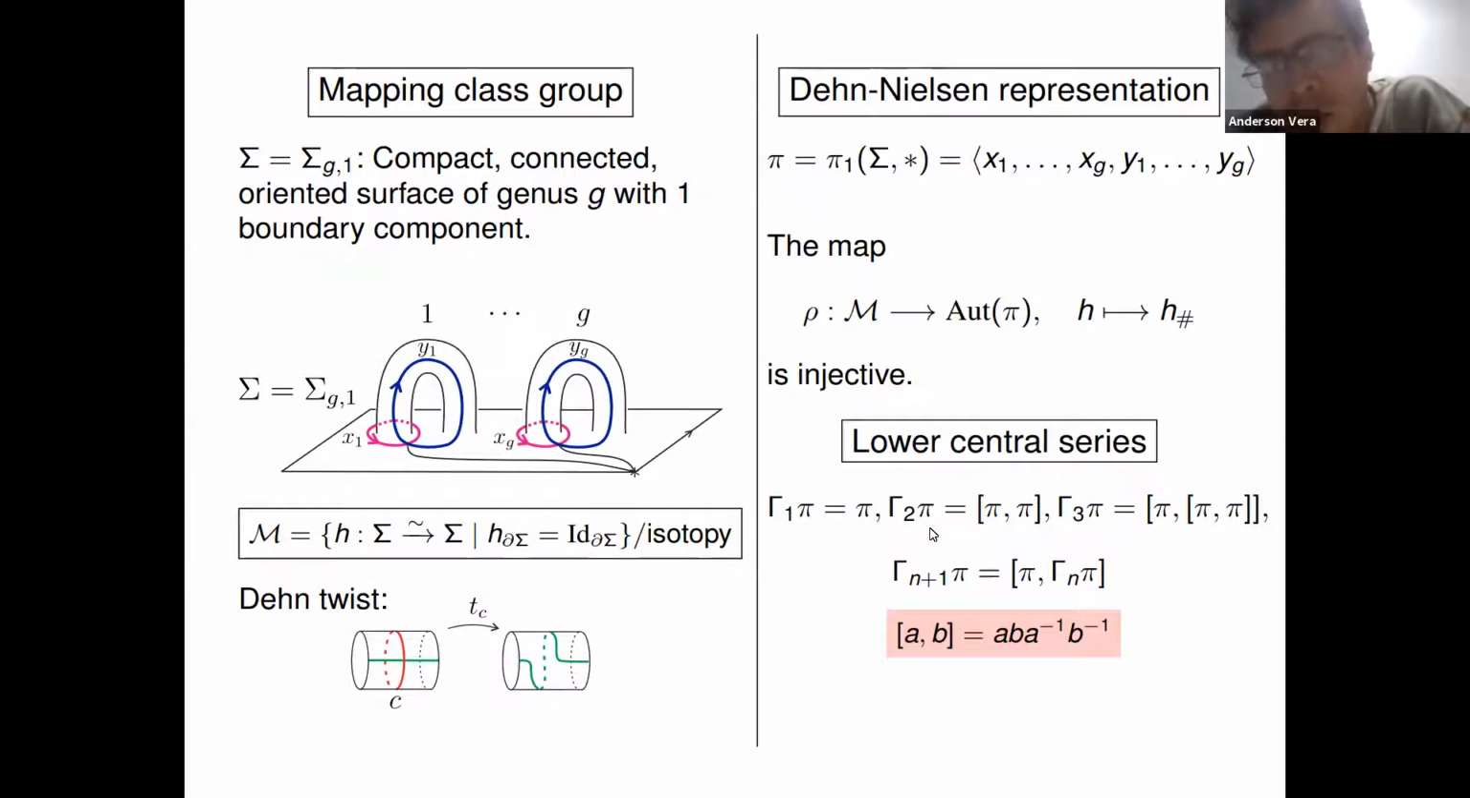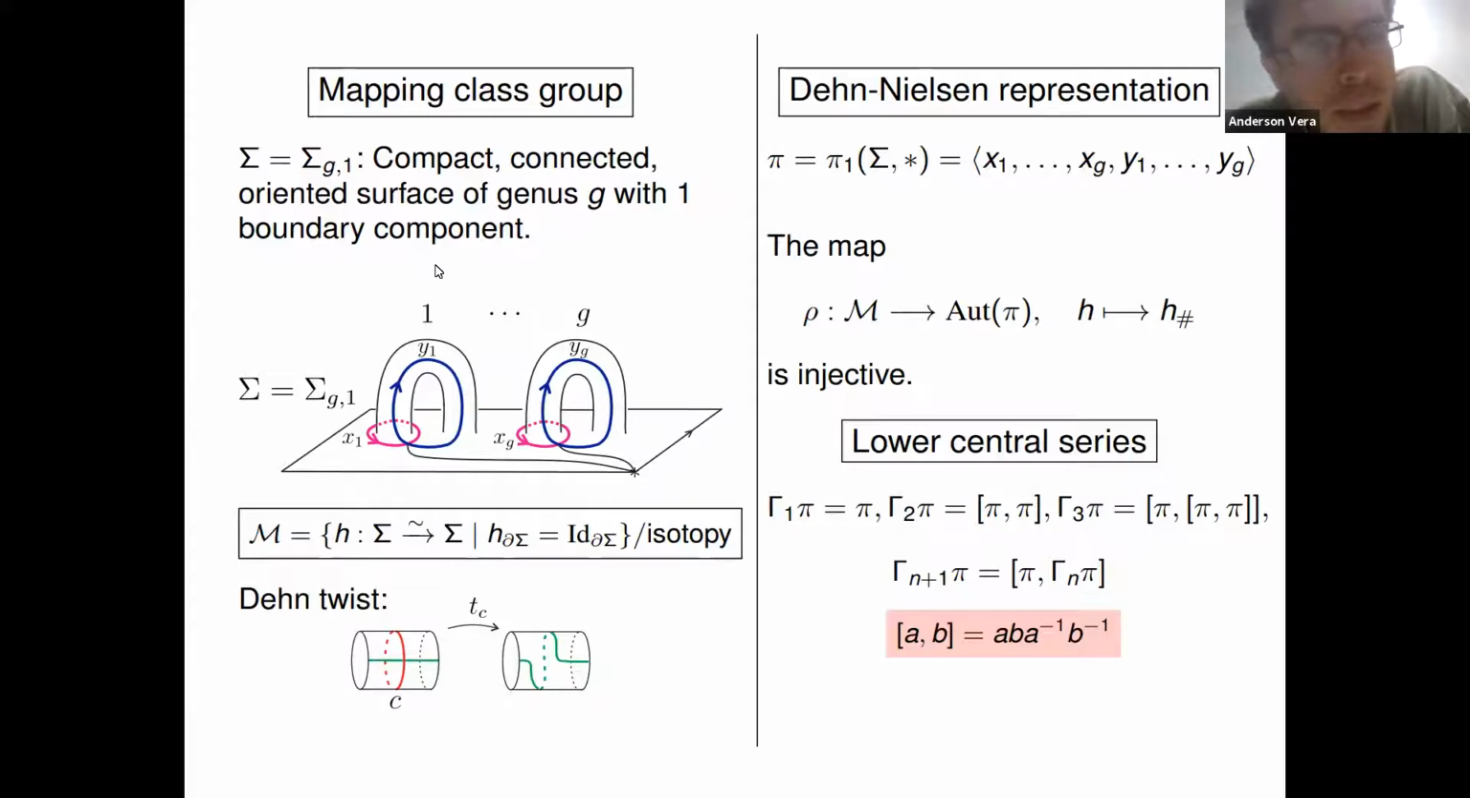These are normal subgroups of pi, and moreover, they are characteristic subgroups, so they are preserved by any automorphism. In particular, the action of the mapping class group preserves all these subgroups. So we can consider the action on each of the quotients. For every n, we denote by rho n the action on the quotient pi over gamma n+1 of pi. We can consider this sequence of maps as a step-by-step approximation of the map rho.